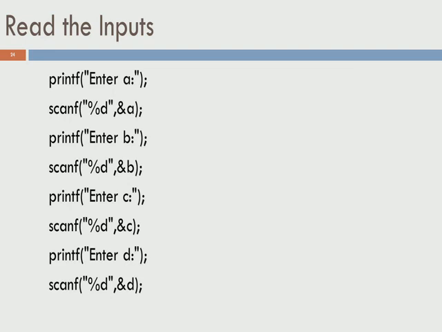Step 2 is read the inputs. In this program I have written it in such a way that it will prompt the user for one coefficient at a time. So there is printf enter a, and the user is expected to enter a number, and it is read using the statement scanf. Then you have printf enter b, now you are ready to read b, and so on. So 4 coefficients are read. This is step 2.